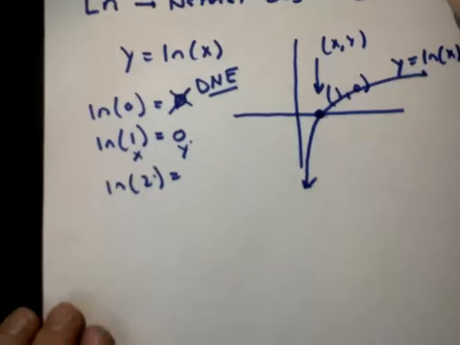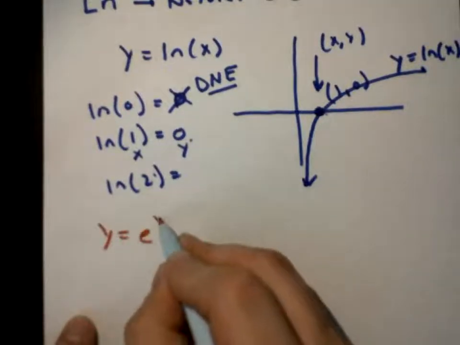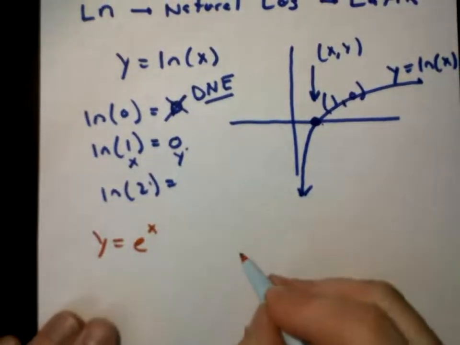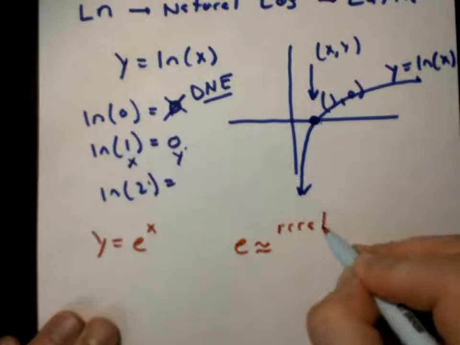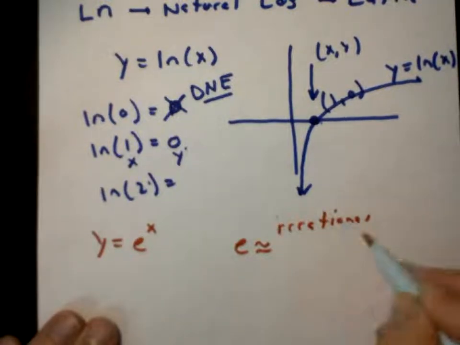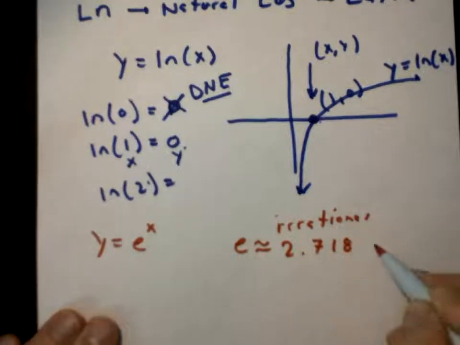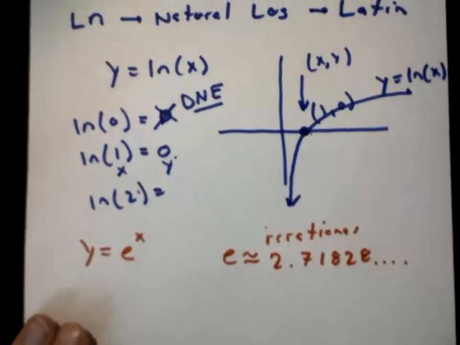What I want to now do is let's look at e. So let's look at the other base. It's called e. And I don't know if you remember this, but e is an irrational number, and it's about 2.71828. Keeps on going. It's an irrational number.